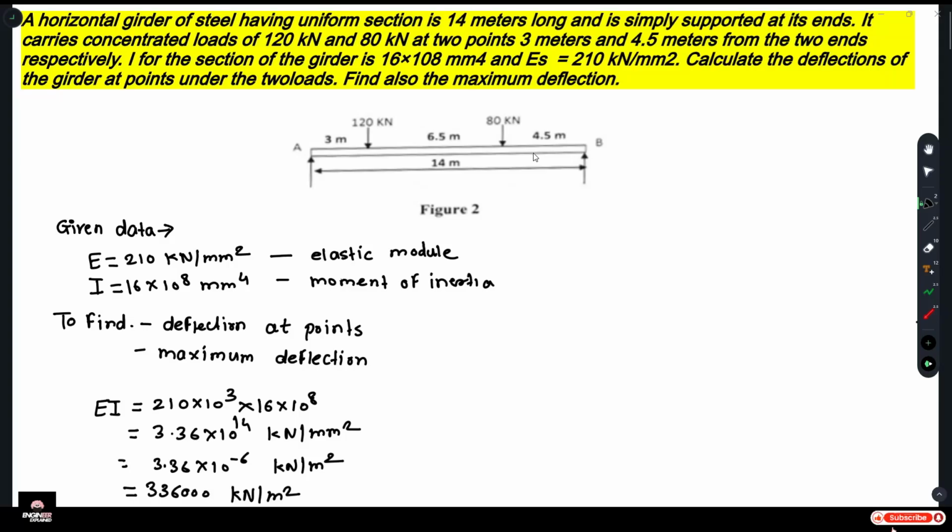To our new video. The new problem is on the screen, and the given data is E, the elastic modulus, equal to 210 kN per mm square, and I, the moment of inertia, is 16 into 10 raised to 8 mm raised to 4. To find the deflection at the points and the maximum deflection, the first step is to calculate the flexural rigidity.